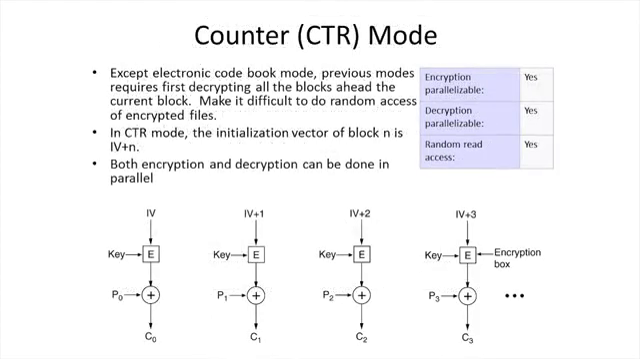Counter mode is designed so that both the encryption and decryption processes can be done in parallel, so performance is a requirement and a priority here. Here, the initialization vector of block N is computed very straightforwardly without having to wait for the previous IV. It's IV plus N, simply.